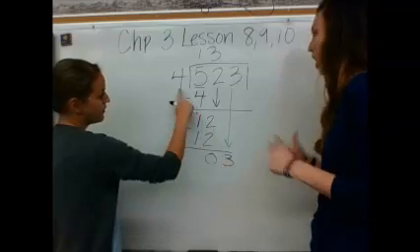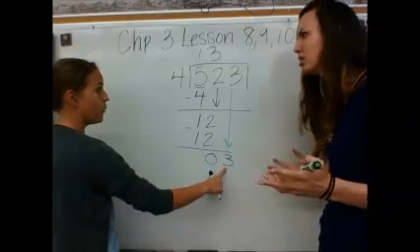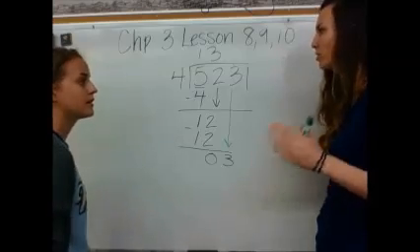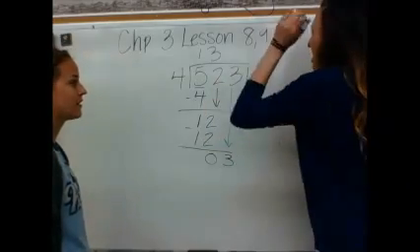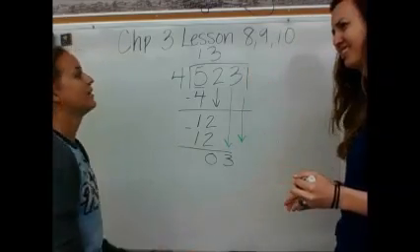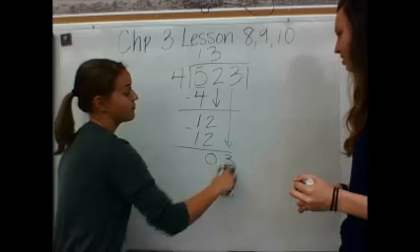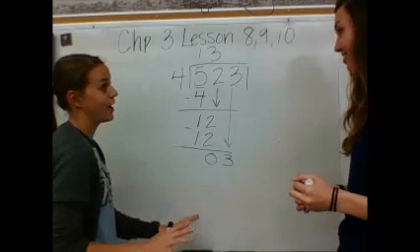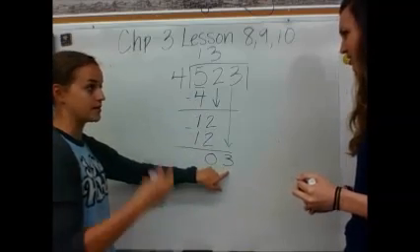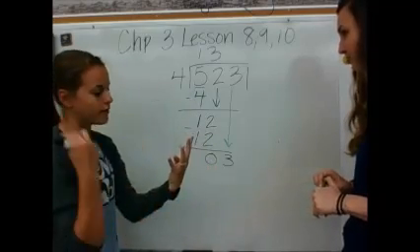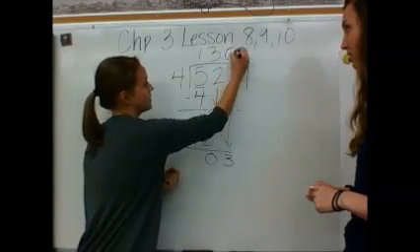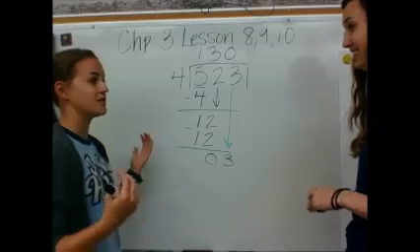4 goes into 3 once. No, 4 cannot go into 3. You know what we should do? We should bring down another number. But then what goes there? I know how to fix this problem. 4 cannot go into 3 because 3 is smaller, so how can I get 4 out of 3? I can't, but I have to make a choice, and that choice is 0. It will go into it 0 times.